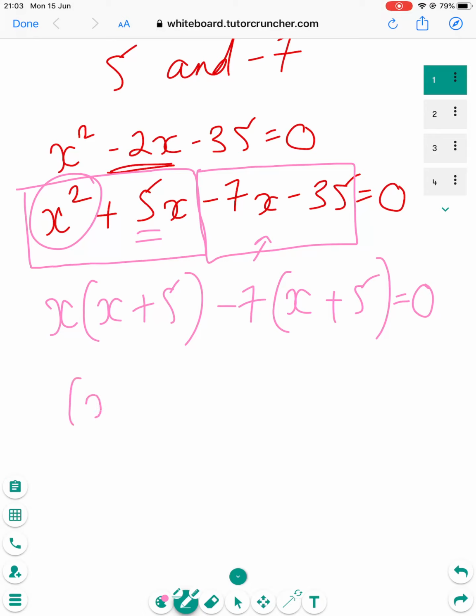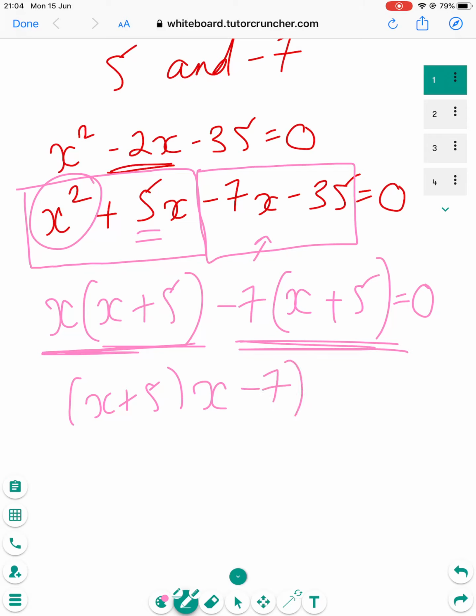So if I take out x plus 5 from my new two sections, okay, if I take x plus 5 out of this section here, well, I'm left with just x. And if I take x plus 5 out of this section here, well, I'm left with minus 7. Just put those brackets in, and now that equation looks extremely neat.